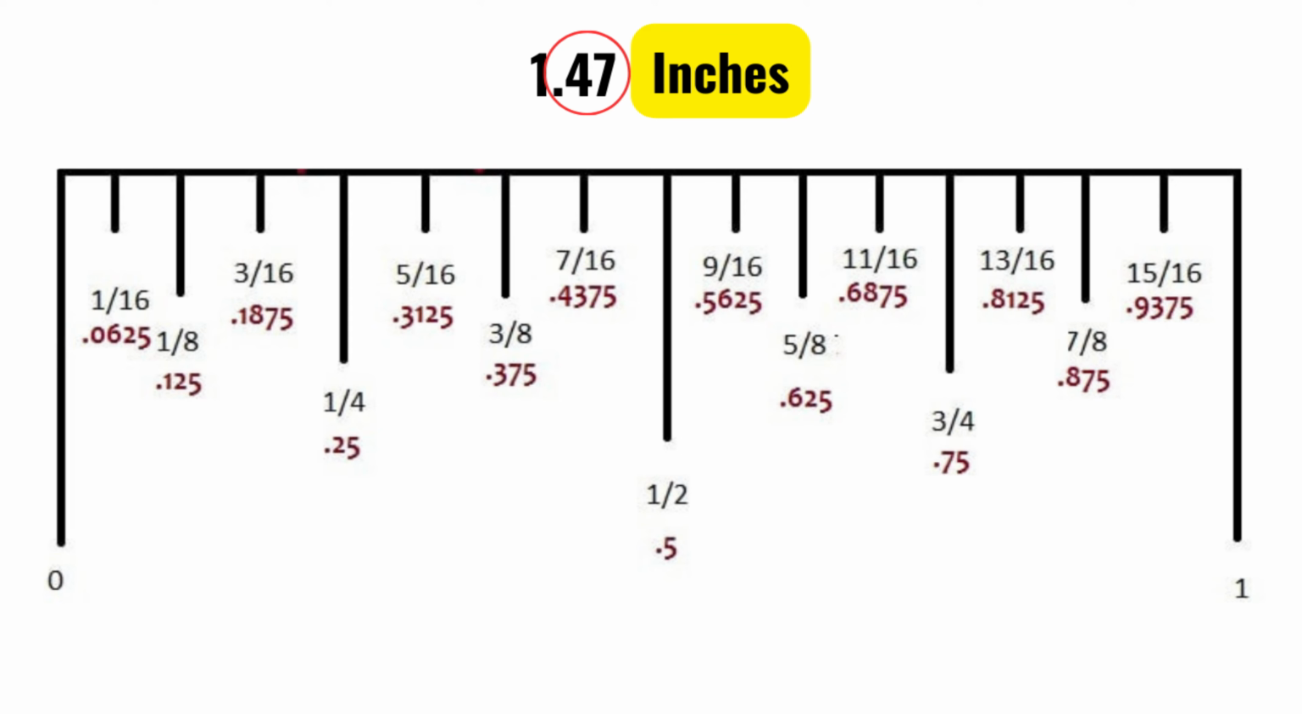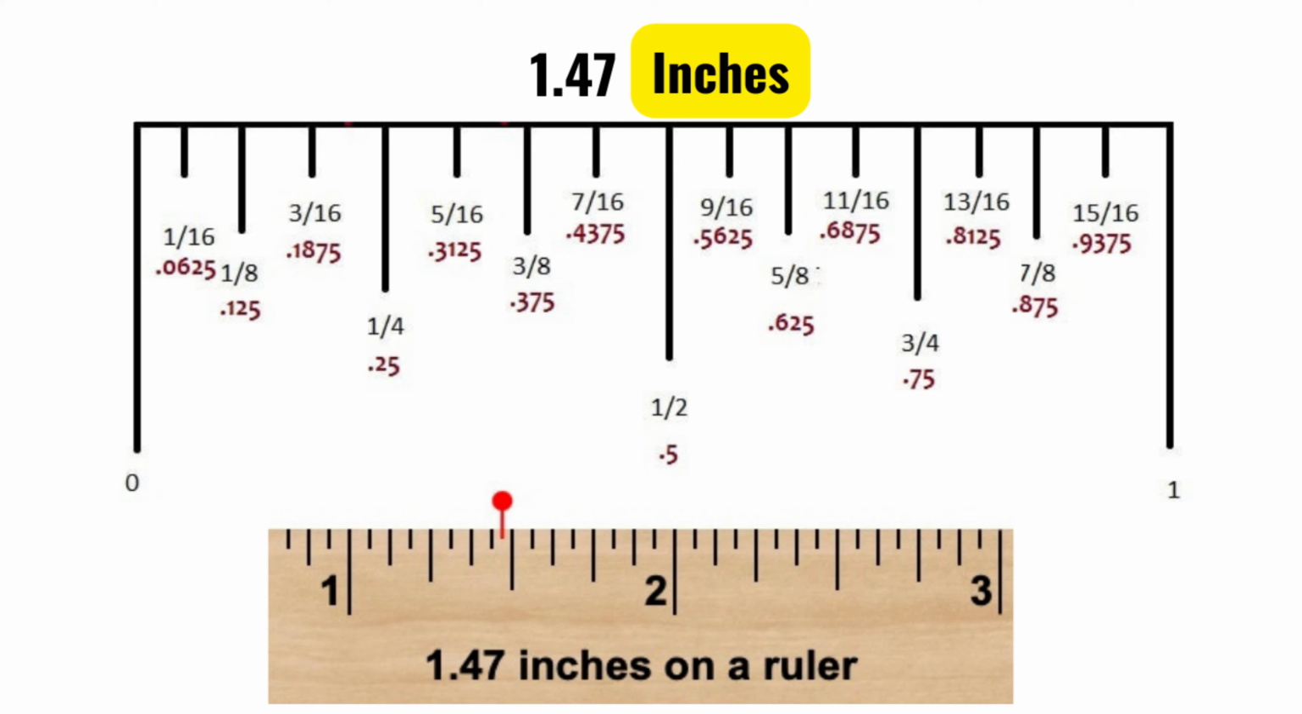Let's take a look at 1.47 inches. We're always going to focus on the numbers after the decimal. For an example, we got 0.47. If you look closely, 0.47 is between 0.4375 and 0.5. That means it's between 7/16 and a half inch. As you can see, the ruler on the bottom shows you it's between 1 and 7/16 and 1.5, but closer to 1.5.